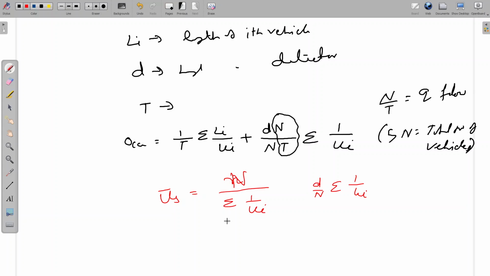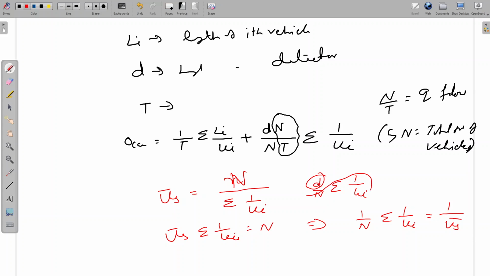So from here, what can I write? Here I can write that space mean speed into summation of 1 upon Ui is equal to n. Or we can write 1 upon n summation of 1 upon Ui is nothing but equal to 1 upon the space mean speed. So here I can replace that. So here I can keep D and the remaining part I can replace.